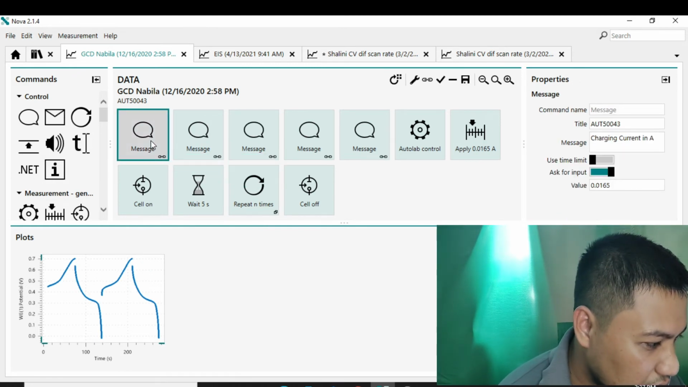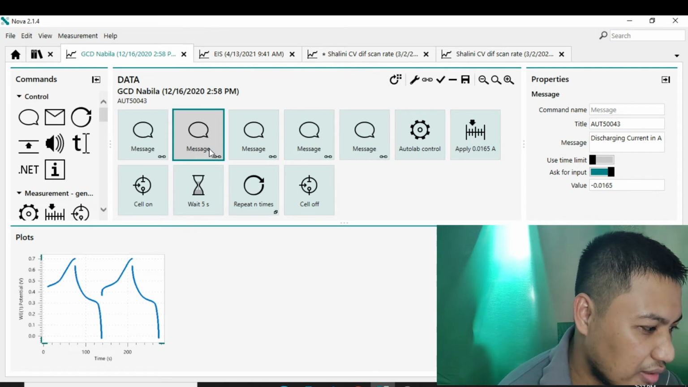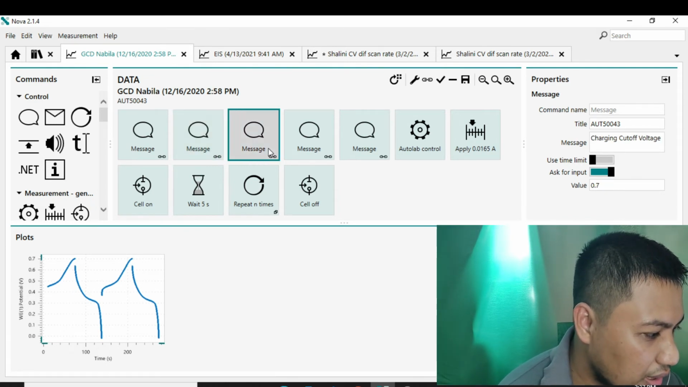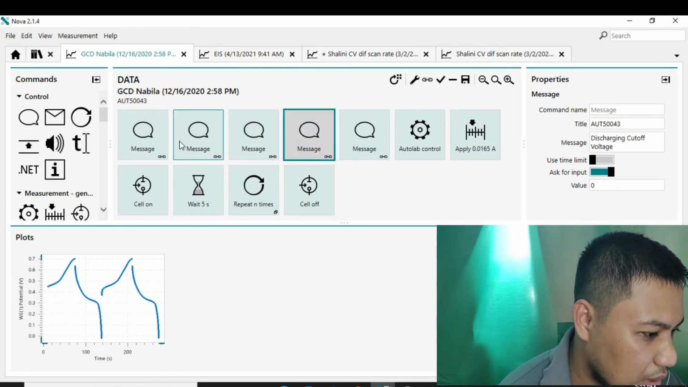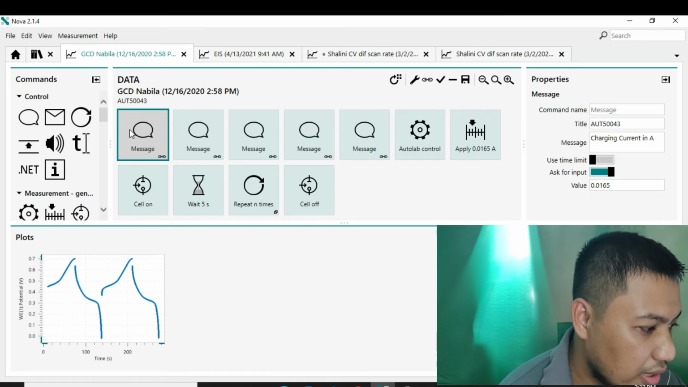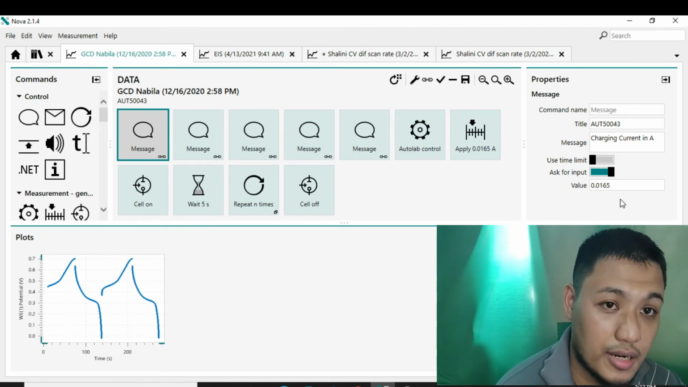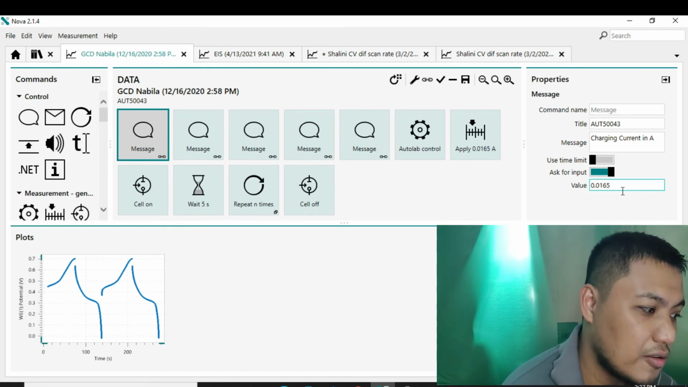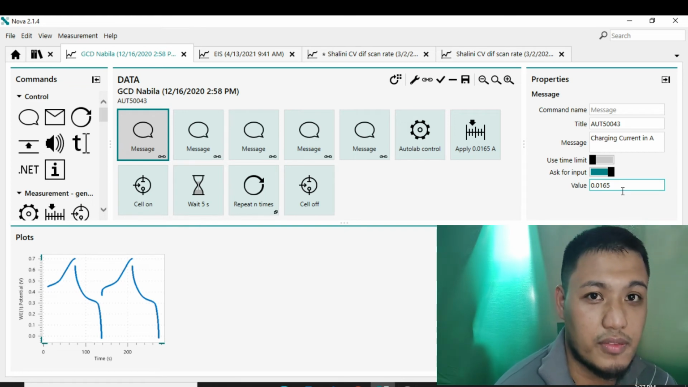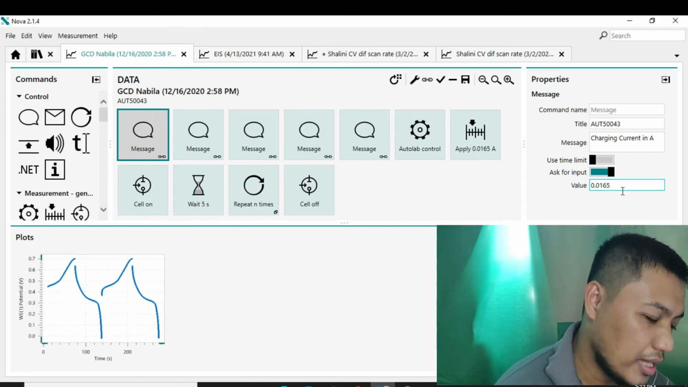So you just click one by one. Nothing will hurt you. Just click one by one and understand. First, click here, number 1, the method number 1. You input the value of current. How do you get the value of current? For example, you want to study 1 ampere per gram.